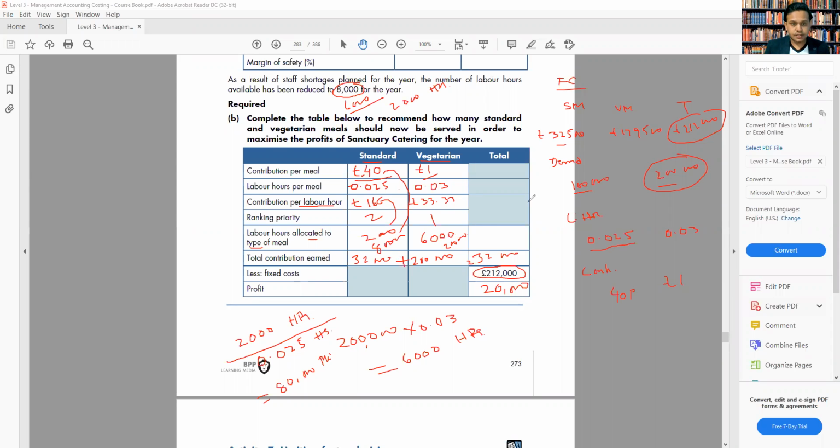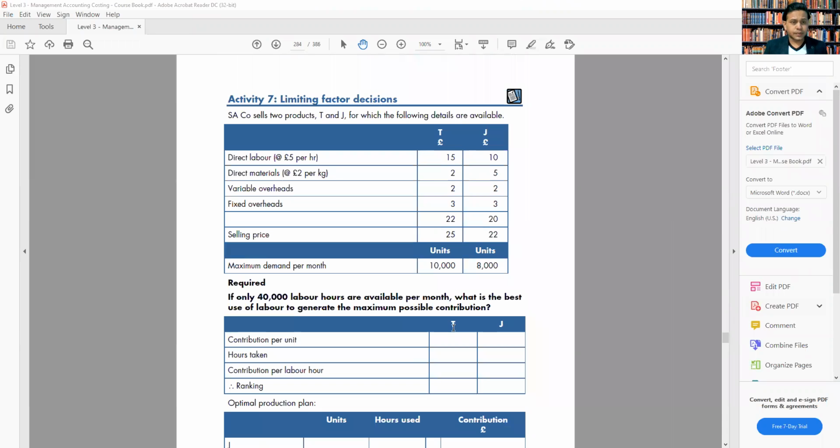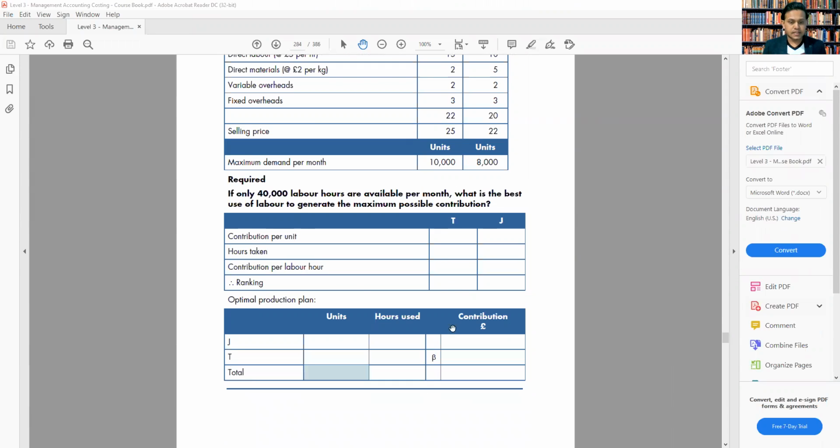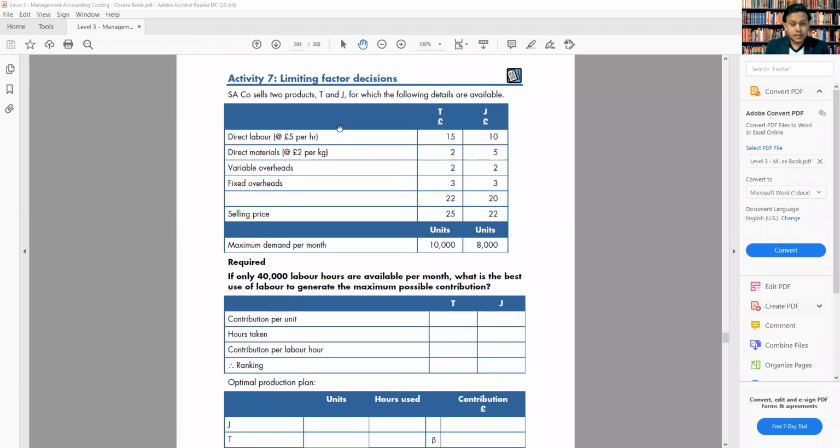All right, very good. Let's move on to the next question then. The next question we have is the limiting factor. We'll do the same thing we've done before. So let's have a look. Activity 7, limiting factor decision.